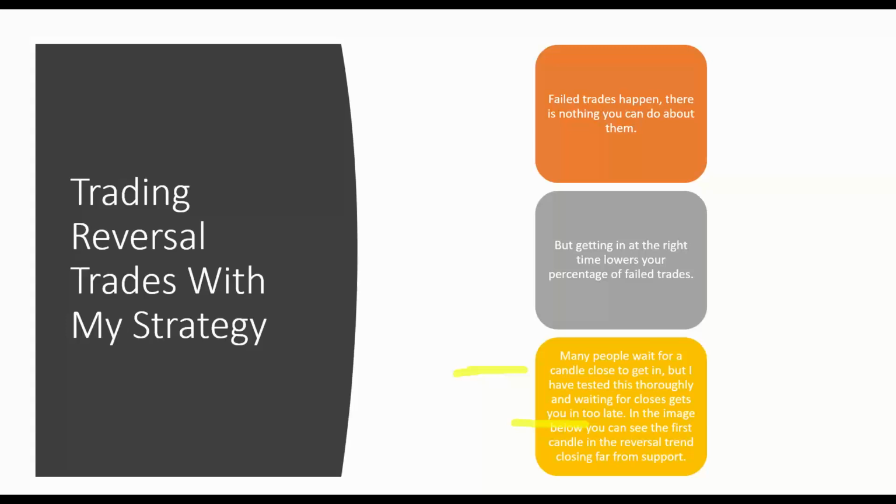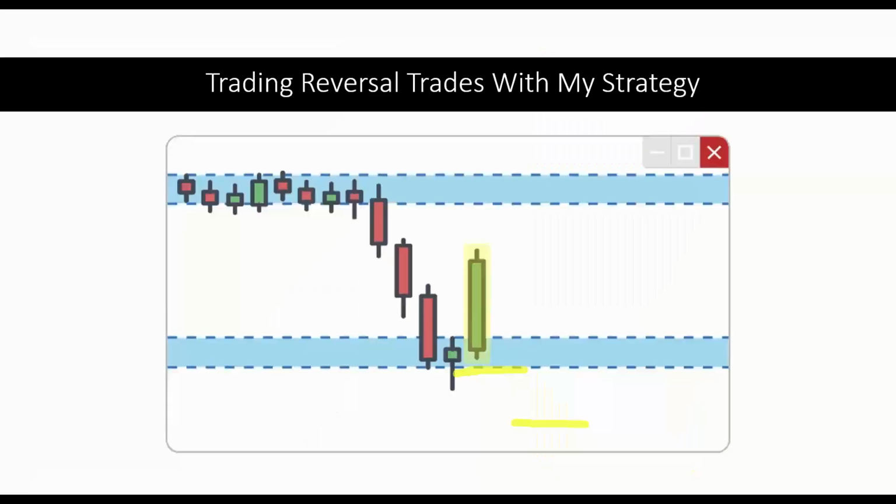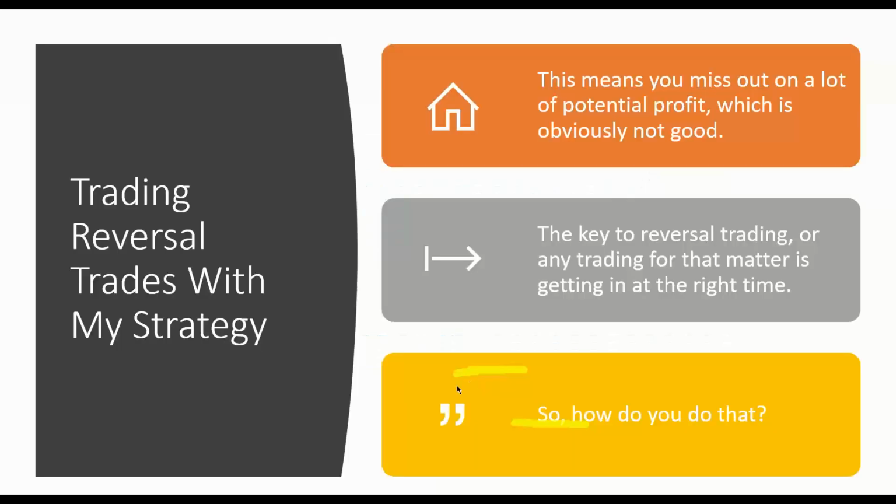Many people wait for a candle close to get in, but I have tested this thoroughly, and waiting for the candle to close gets you in too late. So you have to be ready to enter at the close of the indecision candle, and you want to enter slightly above the high of that indecision candle. Like I said, if the market reverses and goes down, your trade will never be executed. And you would set your stop loss at the low of the wick of the indecision candle.